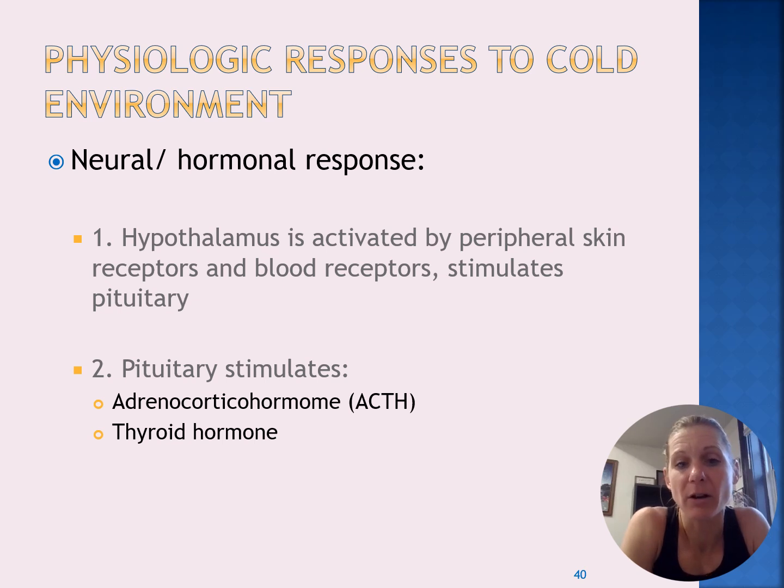When we think about our physiological response to a cold environment, we know that there's a neural and hormonal response. The hypothalamus is activated by peripheral skin receptors and blood receptors, and this will stimulate the pituitary. The pituitary is going to release ACTH and also thyroid hormone. Thyroid hormone's job is to increase our metabolic rate. Higher metabolic rate means more heat production. ACTH is going to increase substrates such as glucose and fats into the blood. So basically it'll take fuels and put them into the blood so that we're ready to use those fuels when that metabolic rate is then increased.